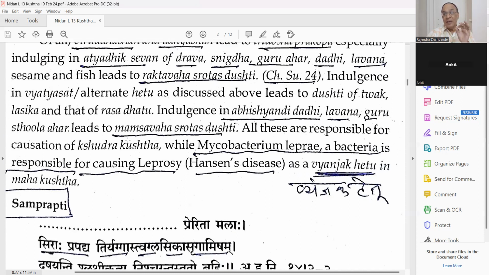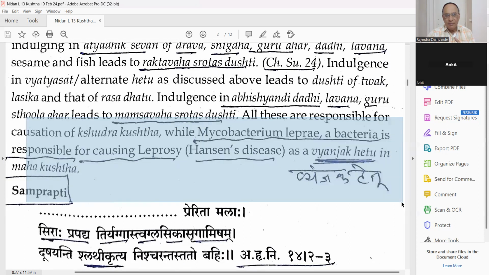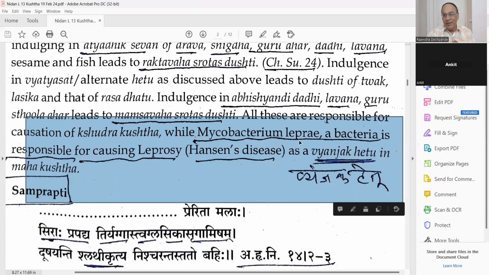But basically curd is very bad. That is Kleda Prakopa, by which secretions will increase. Abhishandi. Can you write down this word? Abhishandi. And if we are talking about leprosy, then Mycobacterium leprae, I will mark it for you. Can you see this one? Mycobacterium leprae is the name of the bacteria which causes leprosy or Hansen's disease. Leprosy is also called Hansen's disease.